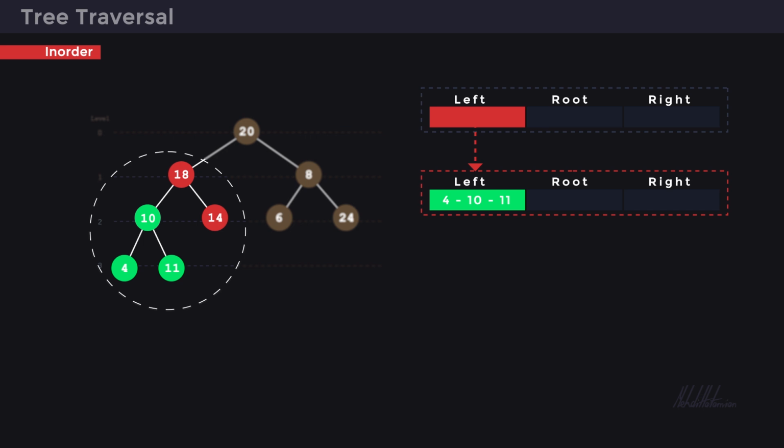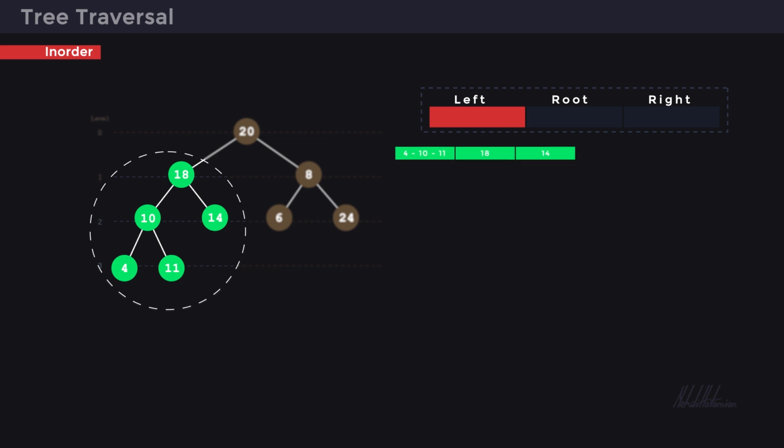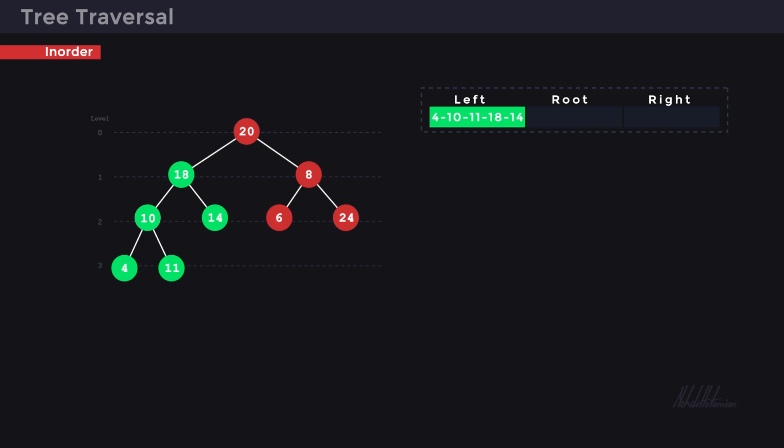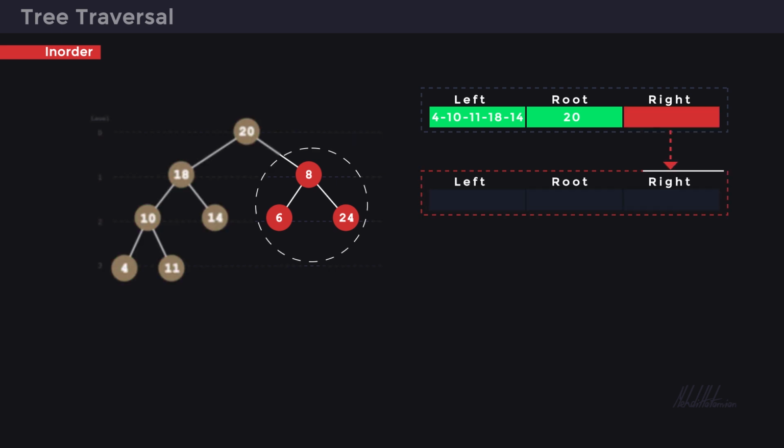Next, we add 18 to the root position and 14 to the right position of the list. Then we place this list of values into the left position of the list from the very first stage we were processing. And now we must visit the root node with a value of 20. After adding the root node to the list, we must process the right side. Now we visit the right side. On the right side, we have a subtree.